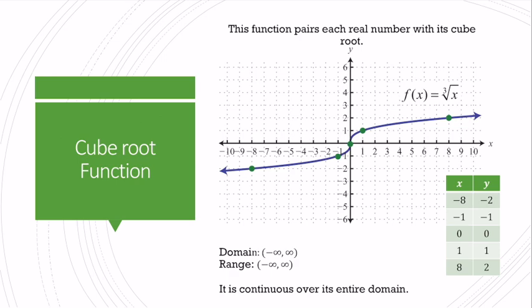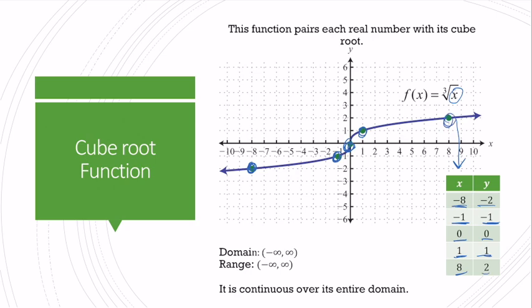We could also have the cube root function. This pairs each real root with its cube root. So I want to pick nice values for x that would give me perfect cubes. So the cube root of -8 is -2. The cube root of -1 is -1. The cube root of 0 is 0. The cube root of 1 is 1. And the cube root of 8 is 2, right?